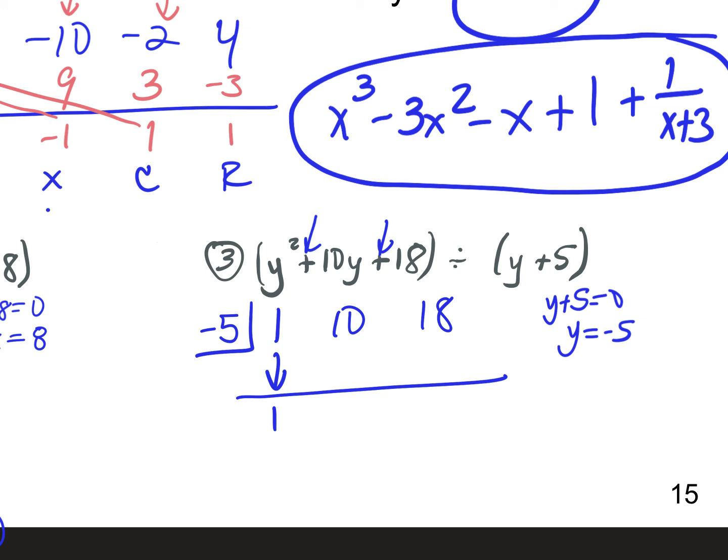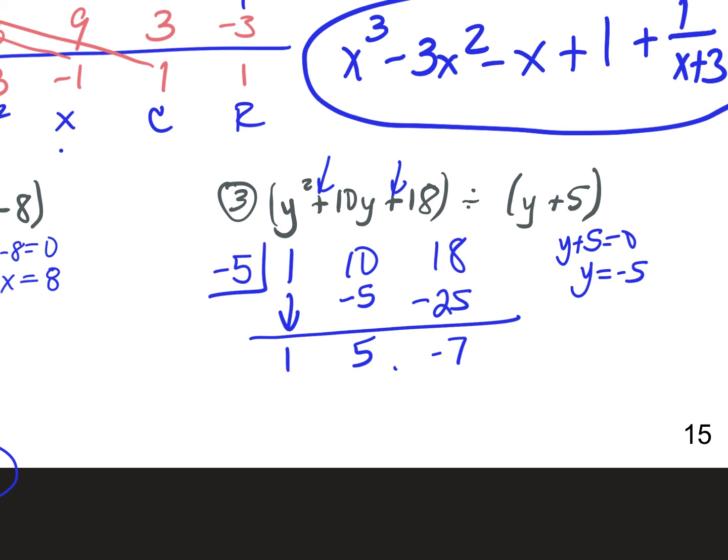So 1 times negative 5, negative 5. And 10 minus 5 is 5. Corner, 5 times negative 5, negative 25. Add down. What's 18 and negative 25? Negative 7. So since I started off with y squared, my answer starts off with just y. And then this is my constant and my remainder.